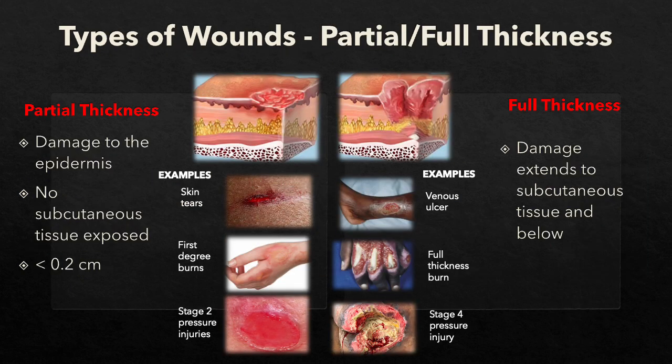Partial and full thickness wounds. In partial thickness wounds, the damage extends to the epidermis. No subcutaneous tissue is exposed, and they are usually less than 0.2 centimeters in depth. Examples include skin tears, first-degree burns, and stage 2 pressure injuries. Full thickness wounds, the damage extends to the subcutaneous tissue and below. Examples include venous ulcers, full thickness burns, and stage 4 pressure injuries.